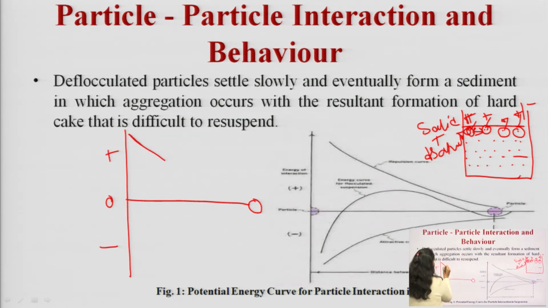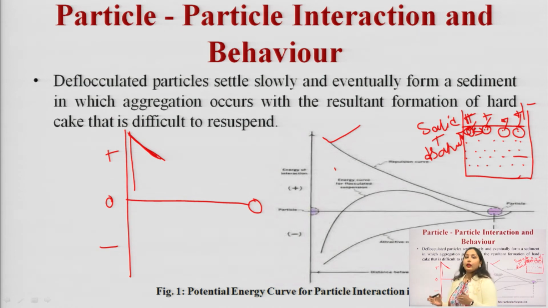high positive repulsive force. We get a high potential for the repulsion. Clear? This is indicated by this curve in this figure. At this stage, the particles prevent collision, thereby also preventing the formation of aggregates, and hence the system acts as a deflocculated suspension.